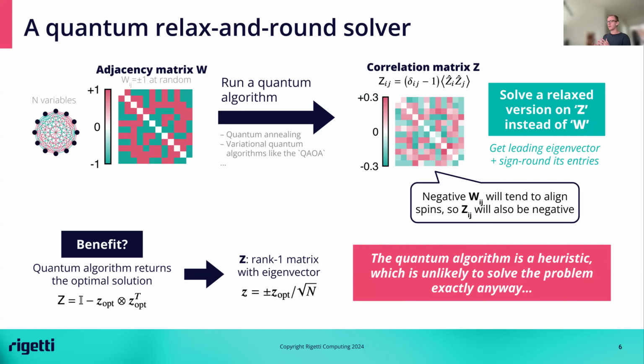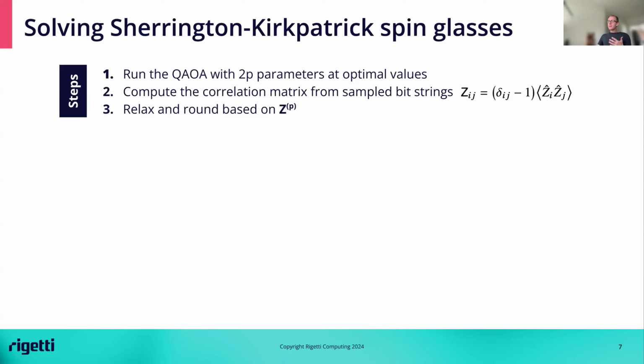So the question is, what happens for the quantum relax and round solver if the underlying quantum algorithm doesn't solve the problem exactly? What is the benefit of doing that extra step of building the correlation matrix and then doing a relax and round step on that? So let me start showing some data.